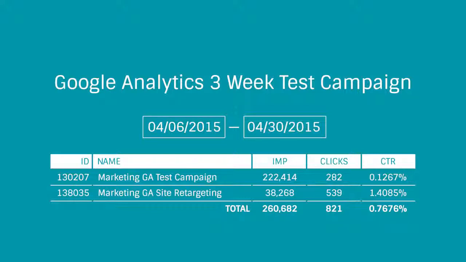For the purposes of our test, I did ask the business owner not to make any other advertising changes during this time period. That means that his Google AdWords budget was exactly the same as the month before, and that he didn't hit the market with any traditional media like newspaper, TV, or radio in April.